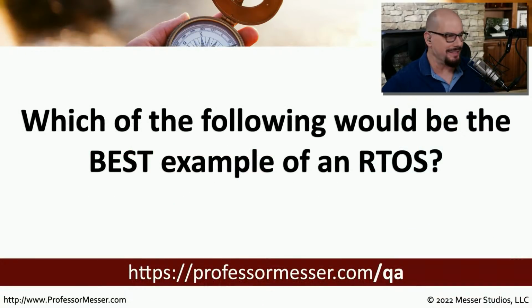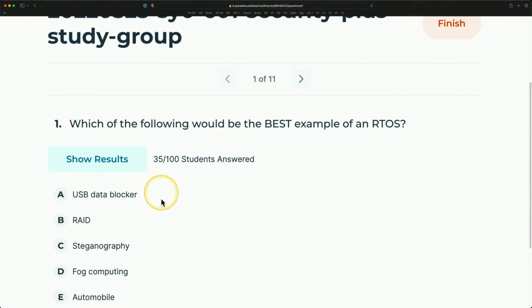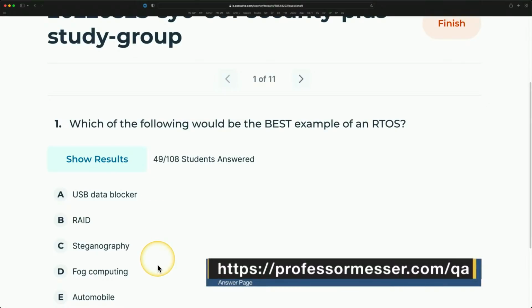And that question says, which of the following would be the best example of an RTOS? Would it be a USB data blocker, RAID, steganography, fog computing, or automobile? Which of the following would be the best example of an RTOS? USB data blocker, RAID, steganography, fog computing, or automobile.